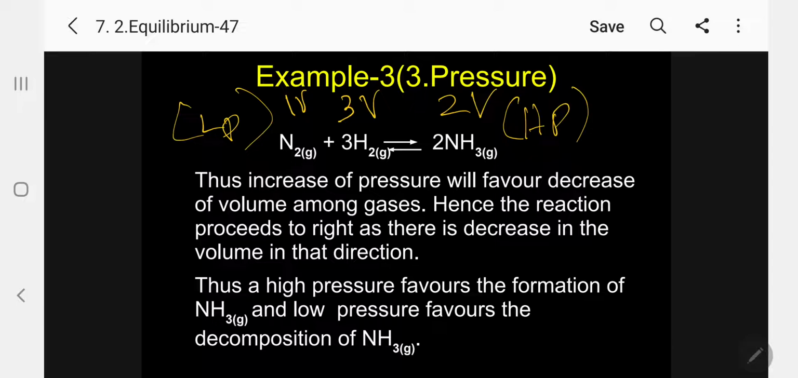Now, in this equation, formation of ammonia, kindly follow, increase of pressure will favor decrease of volume. Decrease of volume, which direction? Product direction. So, hence the reaction proceeds right hand side, forward reaction, and there is decrease in the volume in that direction. So, always increase of pressure will favor forward reaction. Thus, high pressure favors the formation of ammonia, and similarly, low pressure favors decomposition of ammonia. Low pressure, left hand side. Please follow.